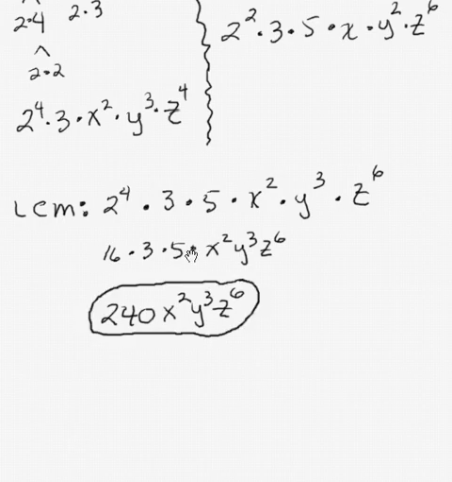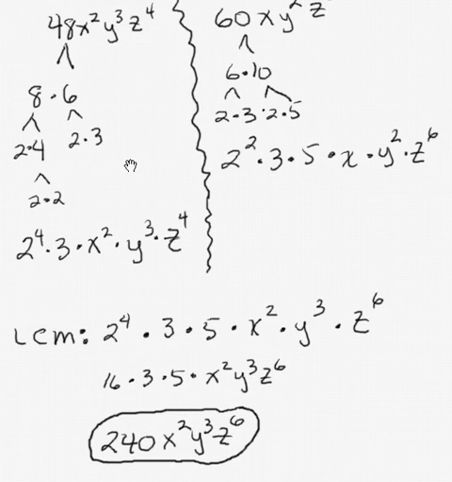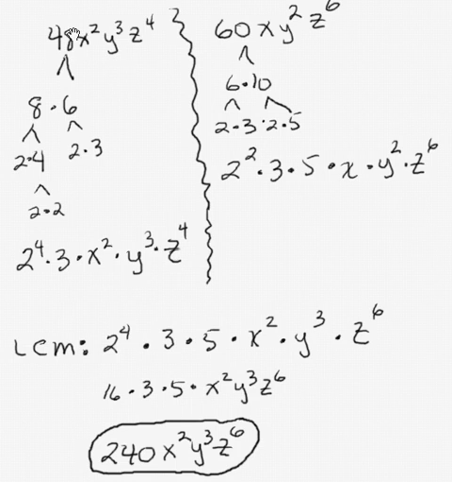So that's the least common multiple of the numbers we started out with: 48 x squared, y to the 3rd, z to the 4th, and 60x, y squared, z to the 6th. Between those two numbers, 240 x squared, y cubed, z to the 6th is the least common multiple. And that's our look at least common multiples. For greatest common factors, which is also part of section 4, we'll look at our factoring lecture.